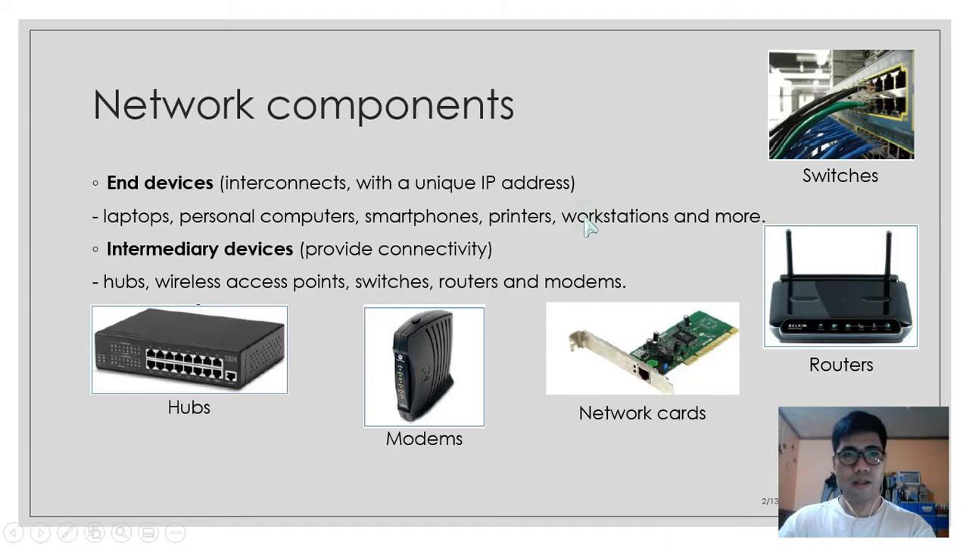So let us proceed with the next one, network components. For the network components, we have end devices, which I mentioned earlier. These are the devices that interconnect with each other and have a unique IP address. For example, laptops, personal computers, smartphones, printers, workstations, and others. And next we have intermediary devices, which provide connectivity with the end devices: hubs, modems, network cards, routers, and switches.